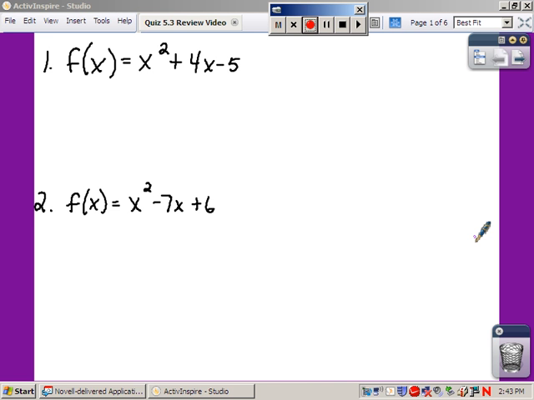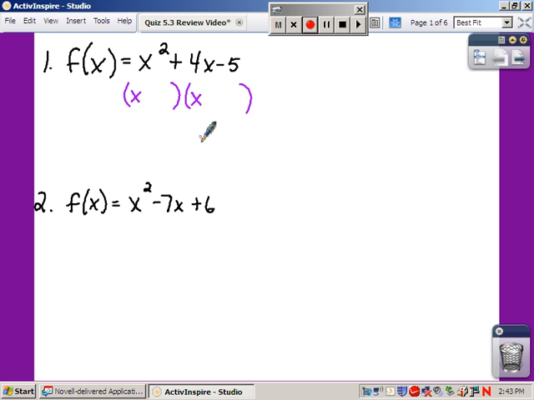Alright, so this is the review for the factoring quiz, section 5.3. The first two problems start out as what I would call basic or normal factoring. You're going to look at this and say I have a regular x squared right here, which means that normally you can start this out by just putting two sets of parentheses, starting each one with an x.